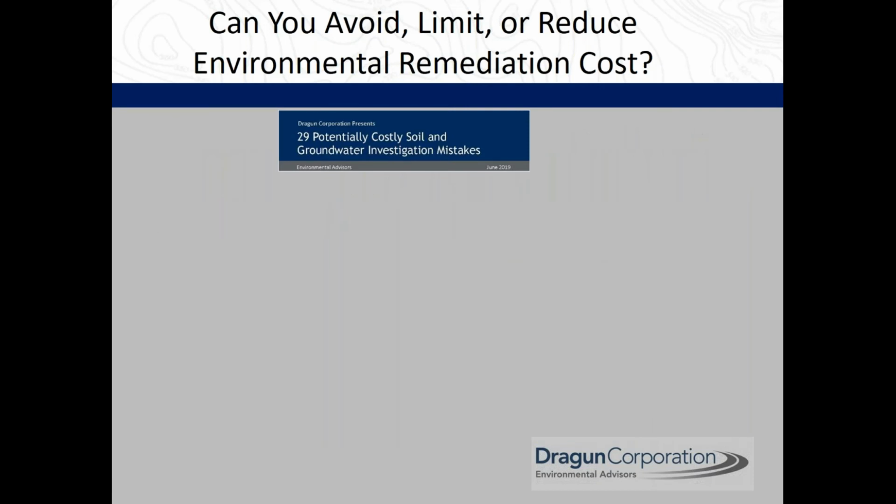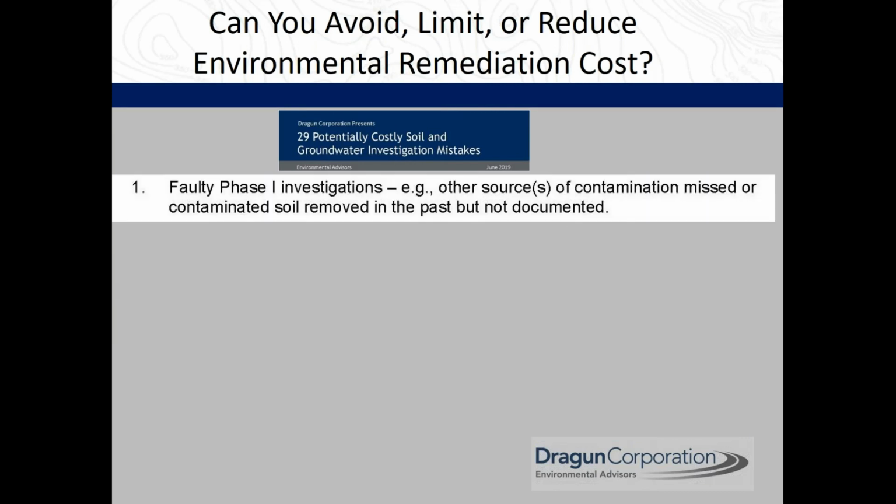And the next slide will show you some of those, and they're different sizes because I just pulled them out of this document. So one is faulty phase one investigation, where somebody has missed something in the phase one, like a tank was missed or not documented or something like that. And that happens. Next, please.